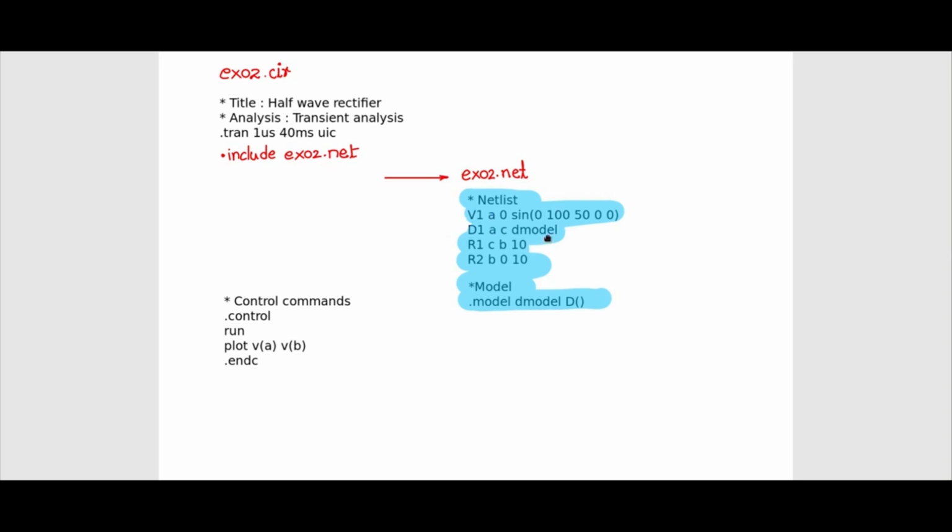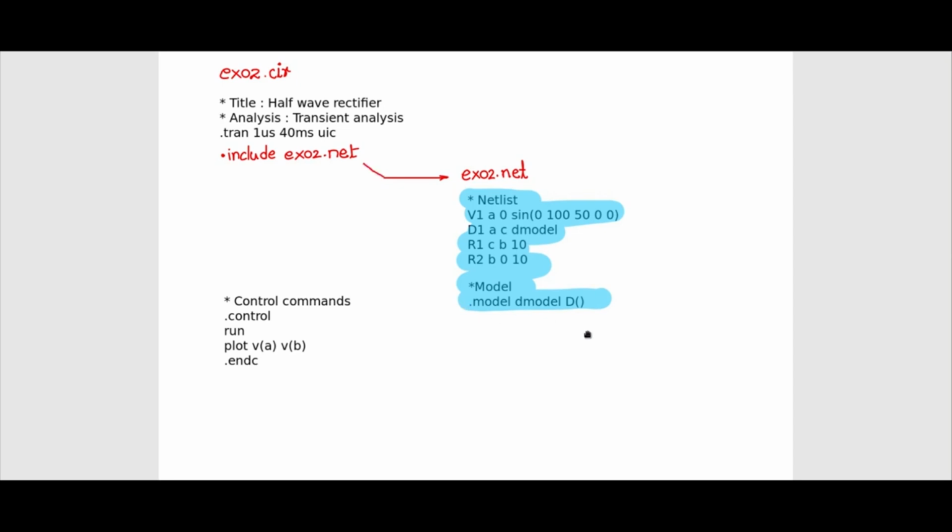So this netlist is composed of two parts. There is the actual netlist, which gives you the interconnections between the various components. And there is another part, the model part. There may be several models, but in this example, there is only one model. And the models can be pushed into another file.